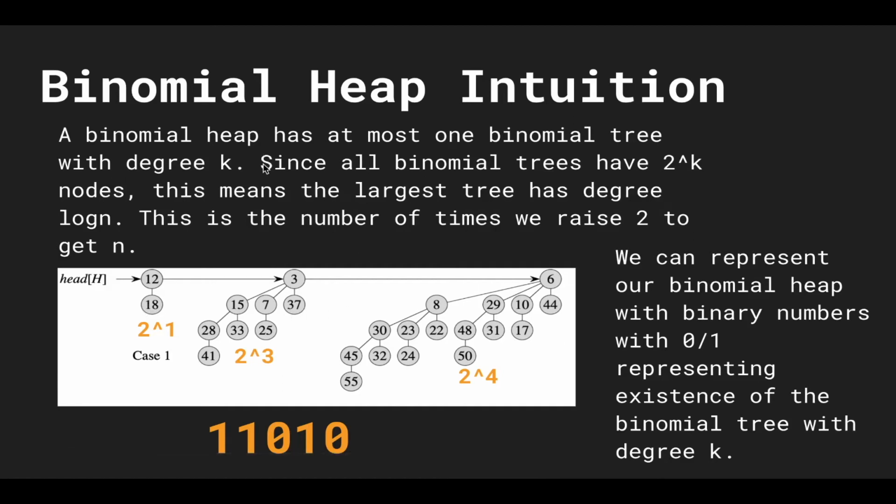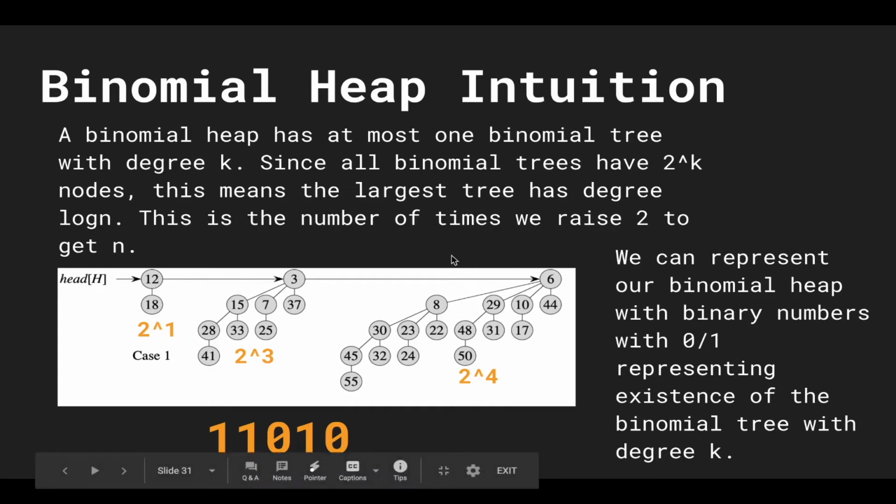Now, remember that since all binomial trees have 2 to the k nodes, that was one property that we've noticed of binomial trees, this means the largest tree has degree log n. This is the number of times we raise 2 to get n. So here we have a binomial tree of degree 1 and degree 3 and degree 4. So hence there's going to be 2 to the 1 nodes, which is 2. There's going to be 2 to the 3 nodes, which is 8. And there's going to be 2 to the 4 nodes in here, which is 16.